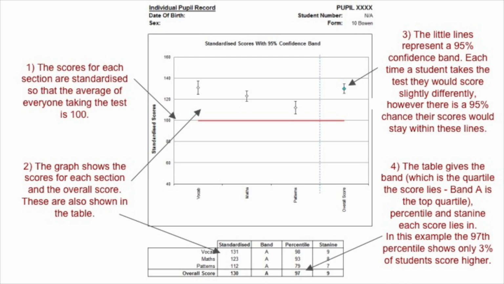The table at the bottom also shows the band, percentile and stanine that each score lies in. The band is essentially a quartile. If you're in band A, that means your score is in the top 25% for all people sitting the test. Band B means the top 50%, and so on. In this example, we have a particularly able student. Their overall score has come out in the 97th percentile. That means only 3% of students would get a higher score. The stanine is just another way of breaking down the score into 9 sections as opposed to 4 or 100. It should be noted that the overall score is not simply an average of the other 3 sections. It is calculated independently.